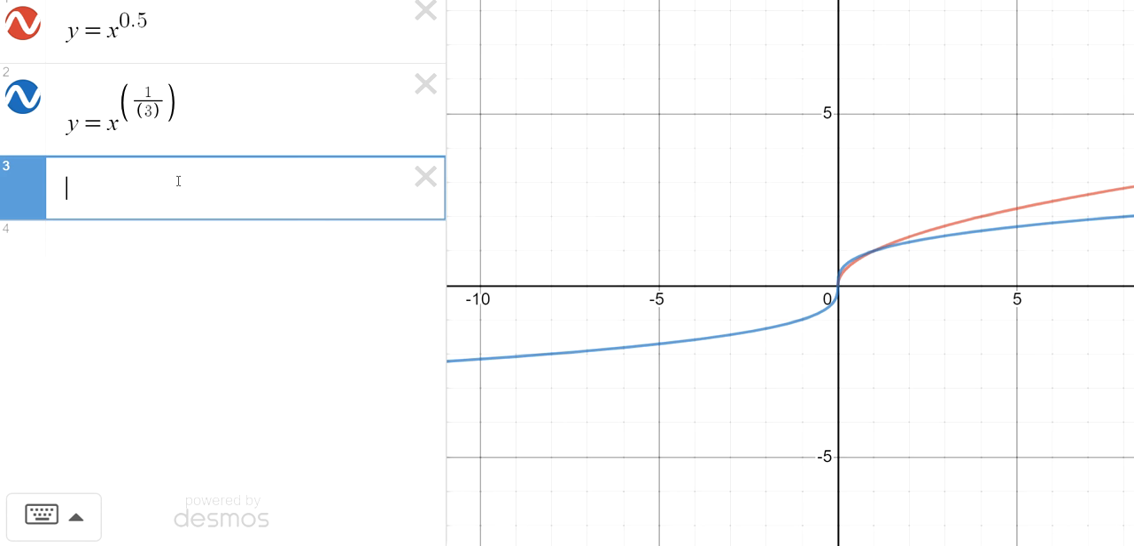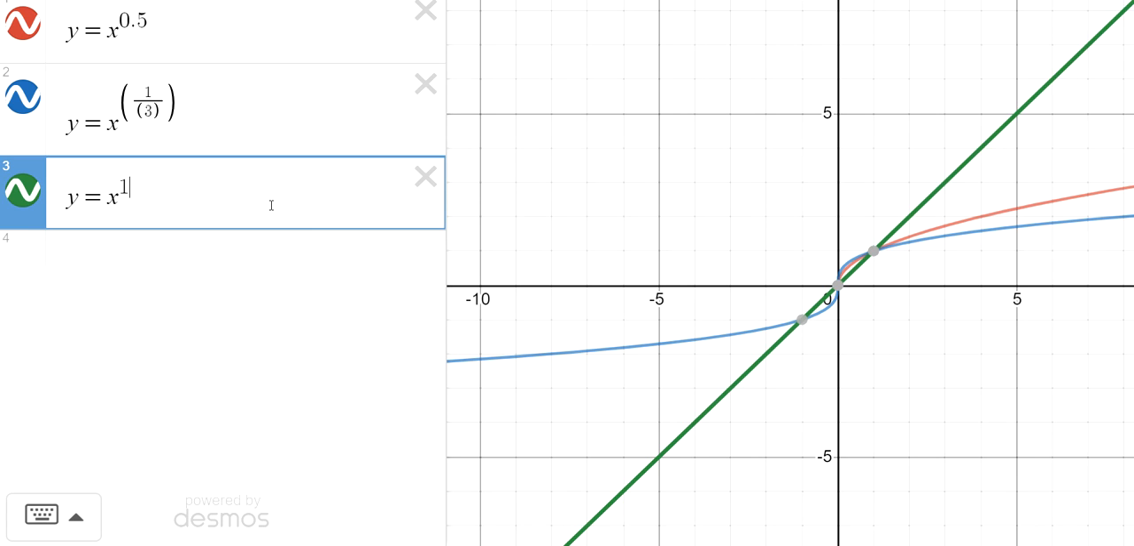Okay, coming to the end already. Let's try powers that are greater than 1 but still fractions. So for example, y equals x to the power 3/2, so 1.5.